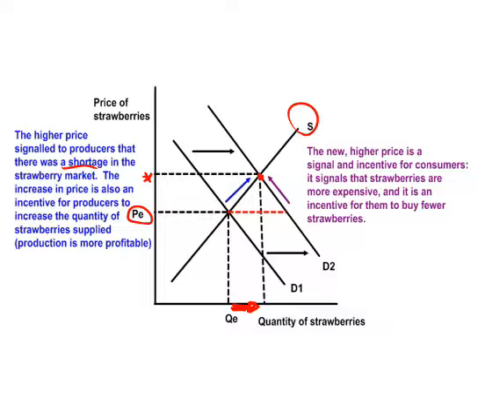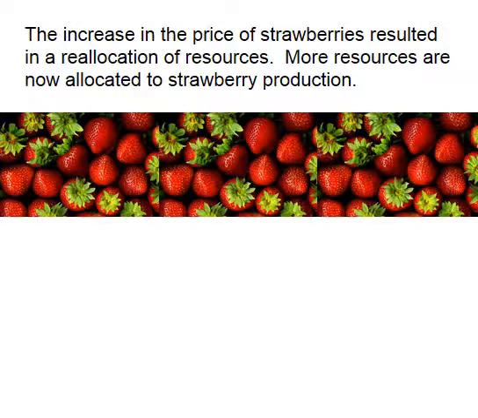If we look at the new demand curve, we would have been reacting here to the old price with the new demand curve, but now price has risen to eliminate the shortage. With the new higher price, it's a signal and incentive for consumers, and it signals that strawberries are more expensive, and it is an incentive for them to buy fewer strawberries. So instead of buying this quantity here, they are now reacting and buying fewer with the new demand curve in response to the higher price.